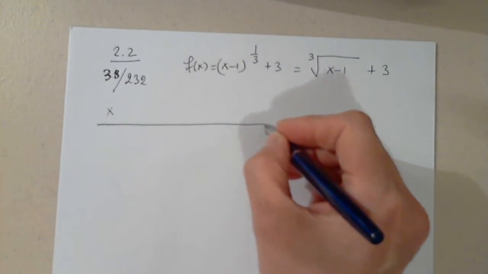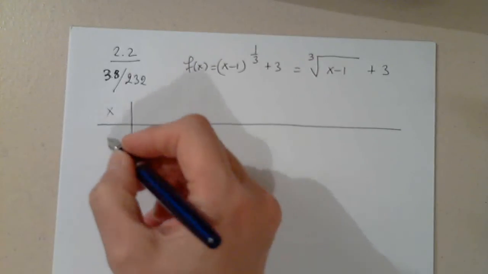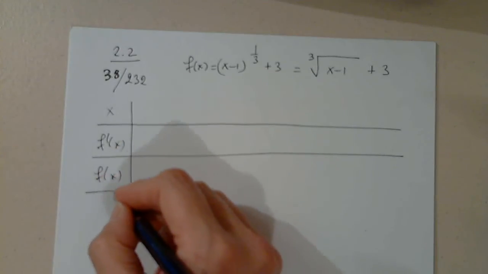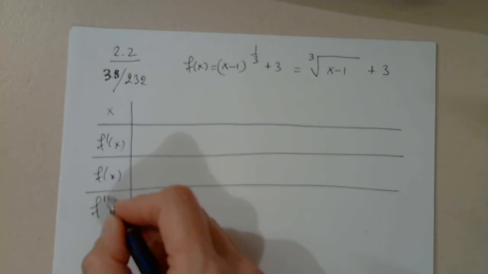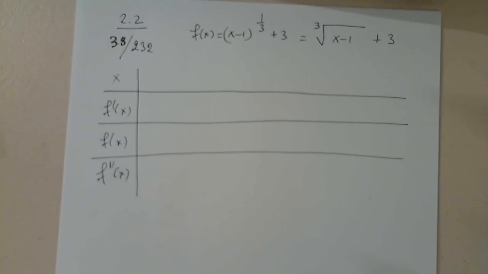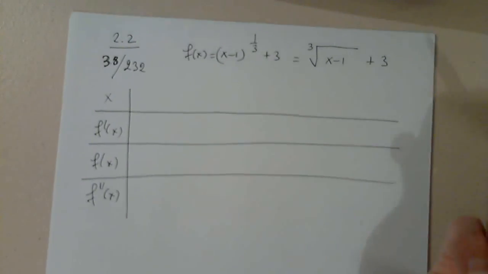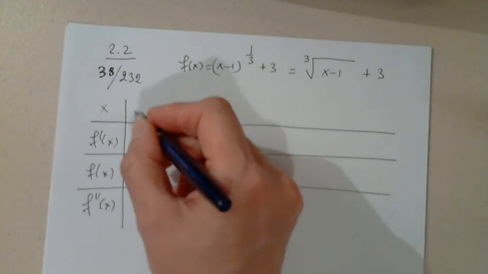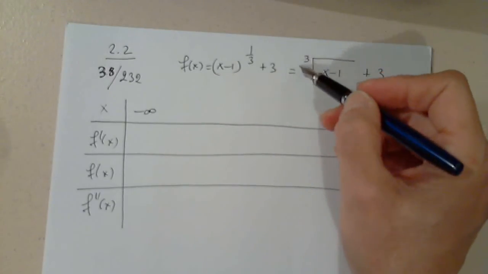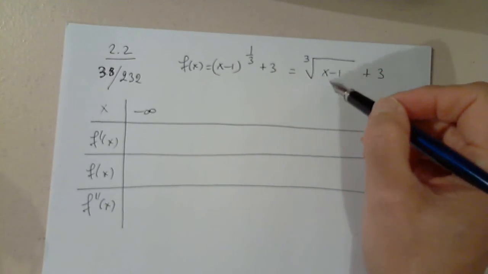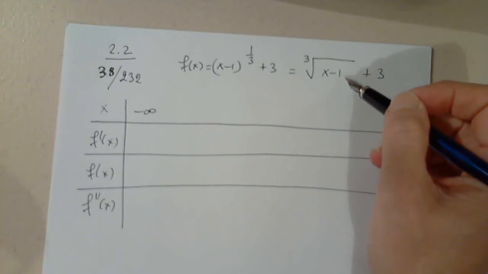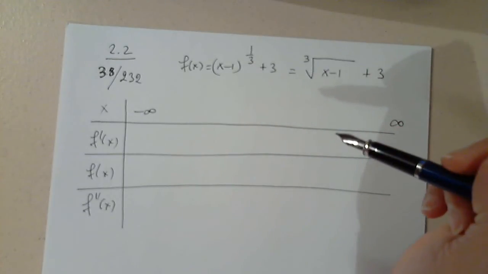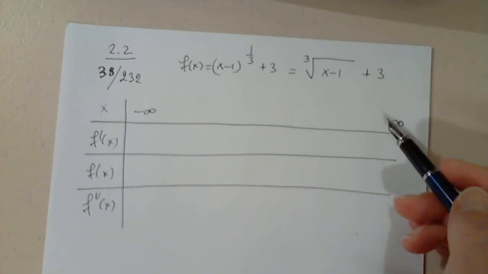First, I have to determine the domain of this function, and then I'll study the function, and then its derivative, and then the second derivative. So the domain of a cube root function is all real numbers. An even index requires the quantity under the radical to be greater than or equal to 0, but that's not the case for an odd index. An odd index exists for any number. So negative infinity to infinity.